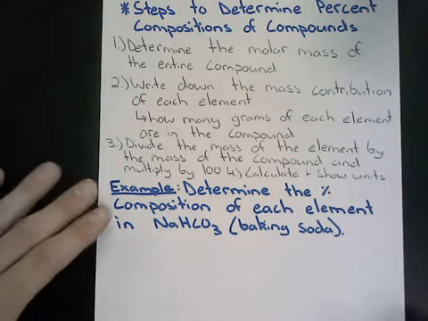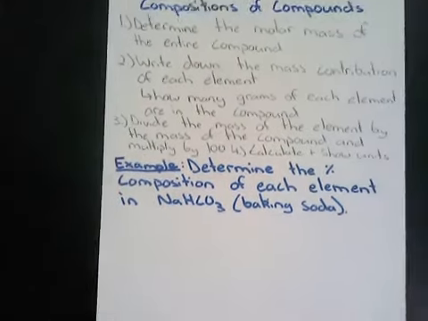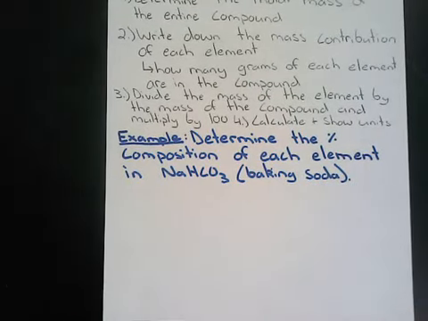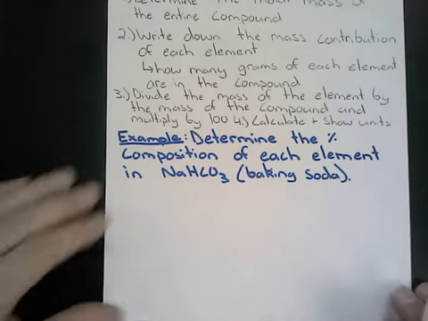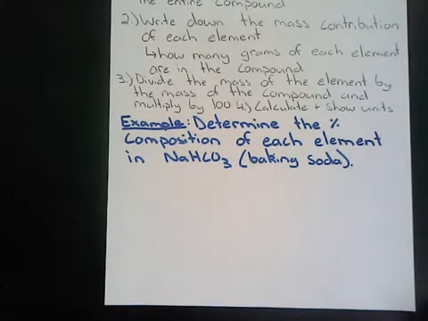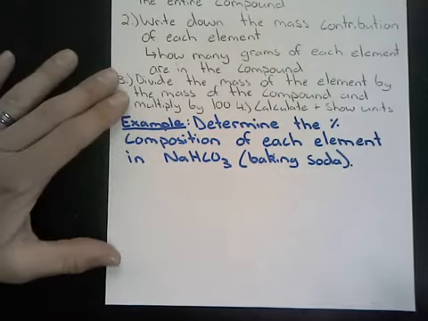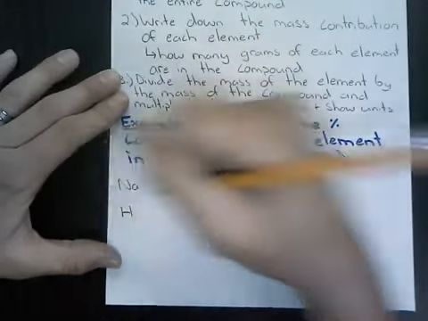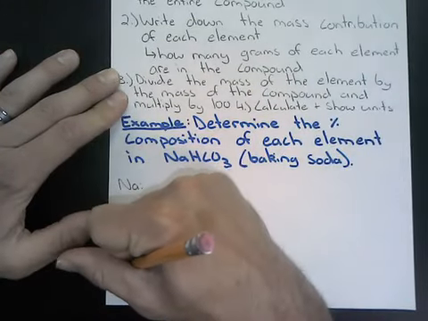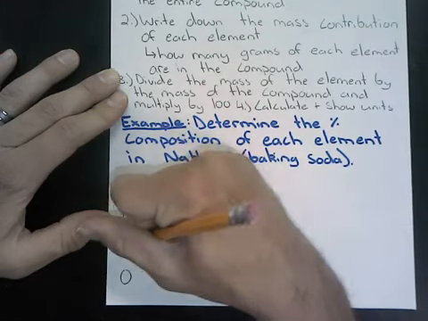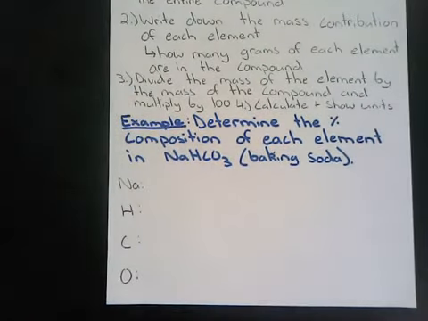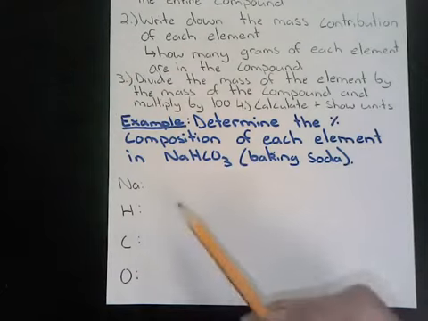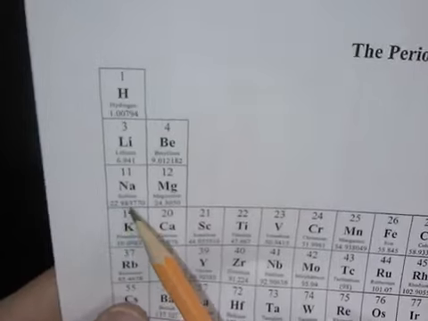All right, so now we're going to put those steps to the test in our example. So our problem here says determine the percent composition of each element in baking soda or sodium bicarbonate. So the first thing that we need to do is determine the molar mass of the entire compound. So I'm going to list out each and every substance involved in our sodium bicarbonate. So we have sodium, hydrogen, carbon, and oxygen. And so the first thing to do, remember when we're finding the molar mass, is find each element. So Na, you round that to 2 decimals, so this becomes 22.99 grams per mole.